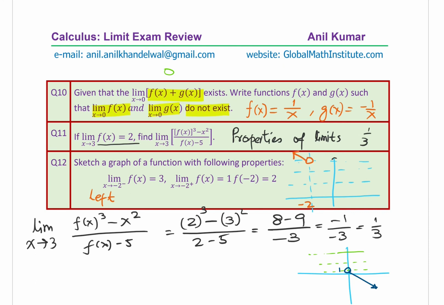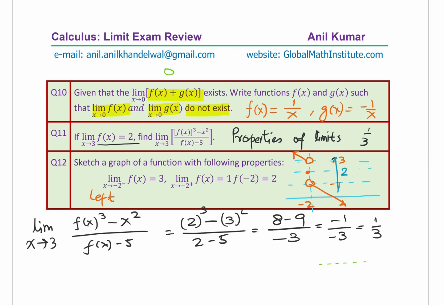Now, when you're approaching from the right side, you're approaching a value. So this is 3 for you. And that is 1 for you. So you're approaching 1, so it could be kind of like this. Is that clear? And f of minus 2 is 2, so that is a hole here, not there. So that is how you're going to sketch the particular graph. Is that clear? So this is 2 for you.